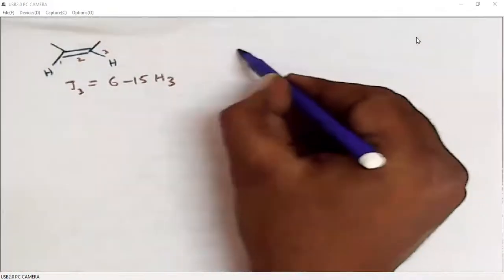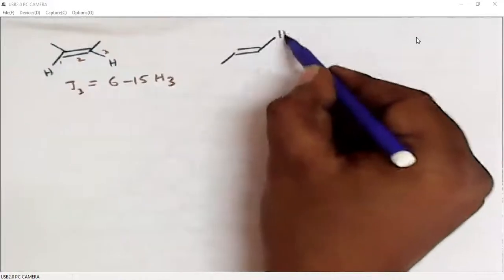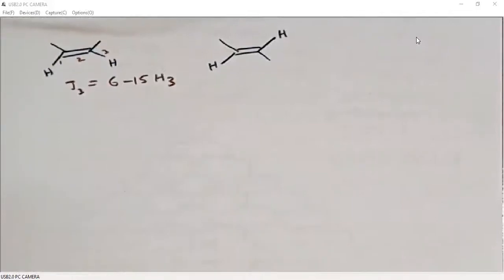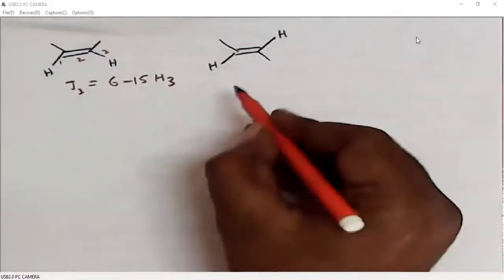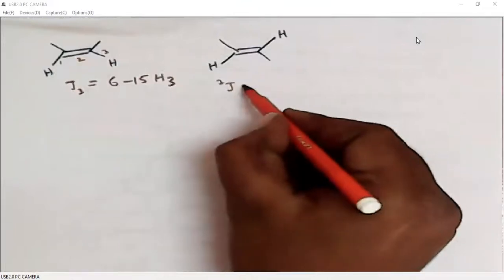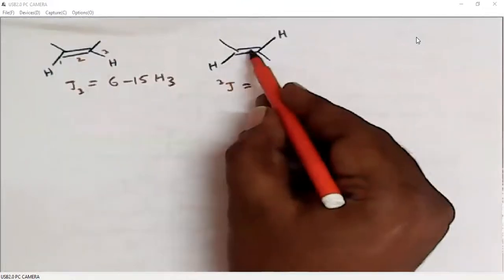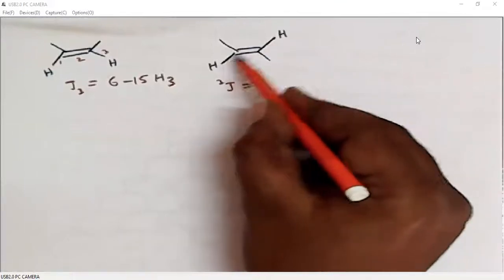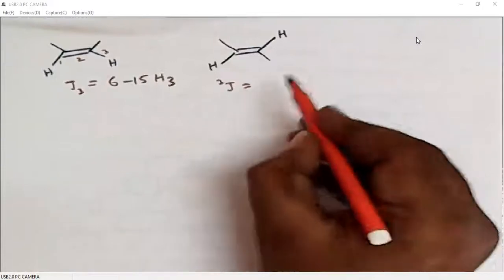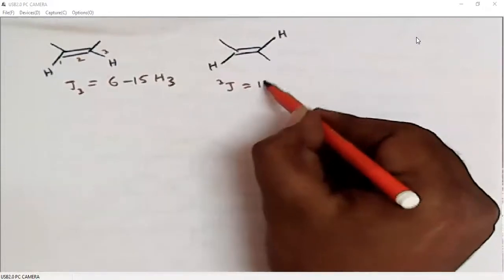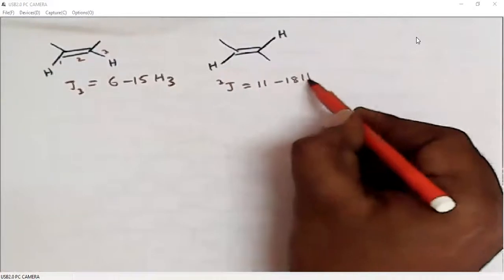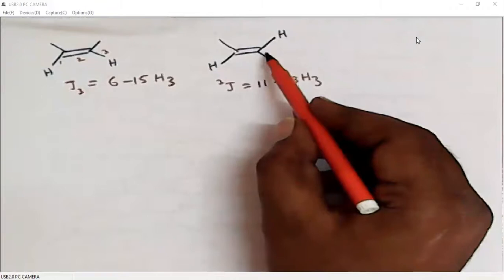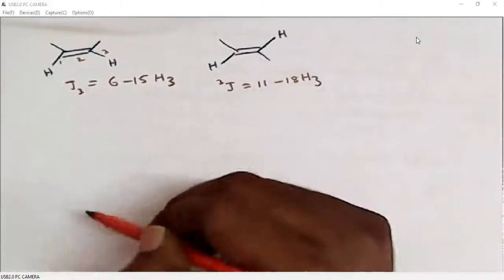For a trans double bond, the protons which are related trans, this is again a three bond coupling, because these two protons are three bonds away from each other. Here the coupling constant is 11 to 18 hertz. So that means we will observe a stronger coupling in case of trans protons than cis protons.